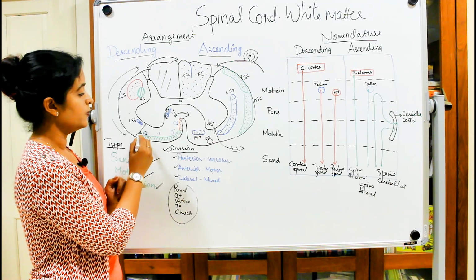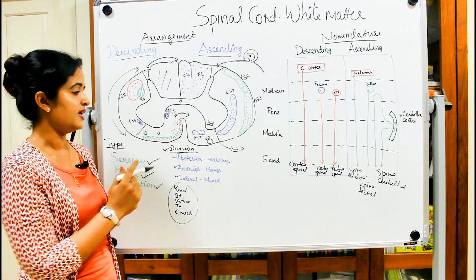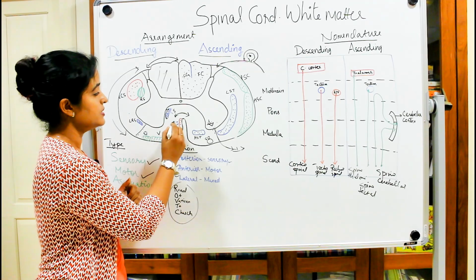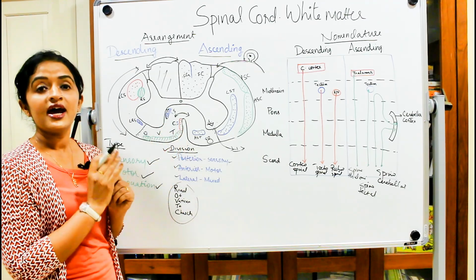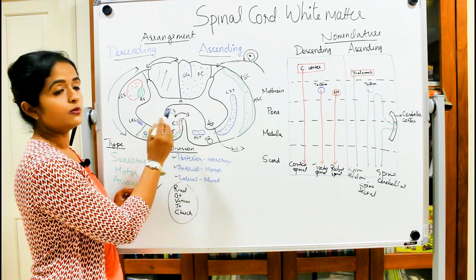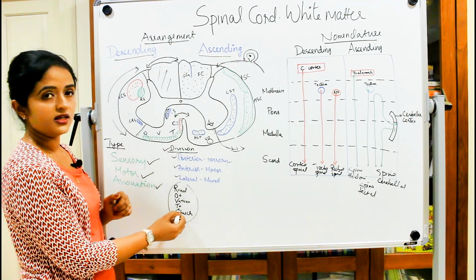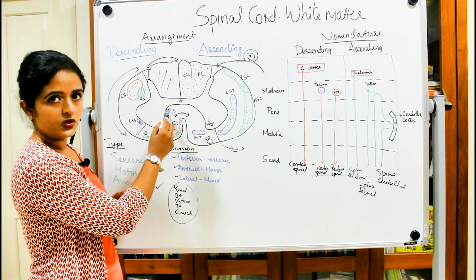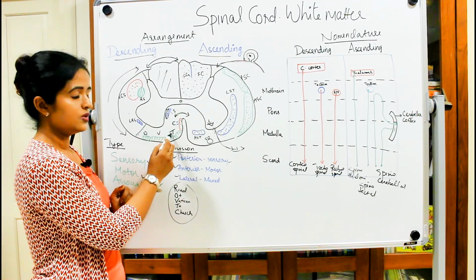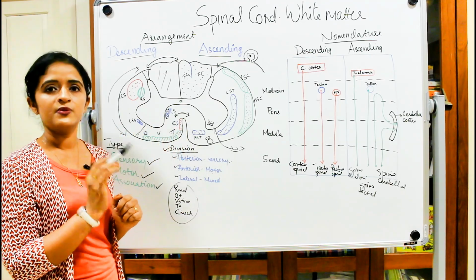Then O stands for olivospinal, V stands for vestibulospinal, and T stands for tectospinal, and this C stands for the anterior corticospinal tract. So all these are the motor fibers which are running through the anterior column. Medial reticulospinal, olivospinal, vestibulospinal, tectospinal, and medial most you have the anterior corticospinal tract.